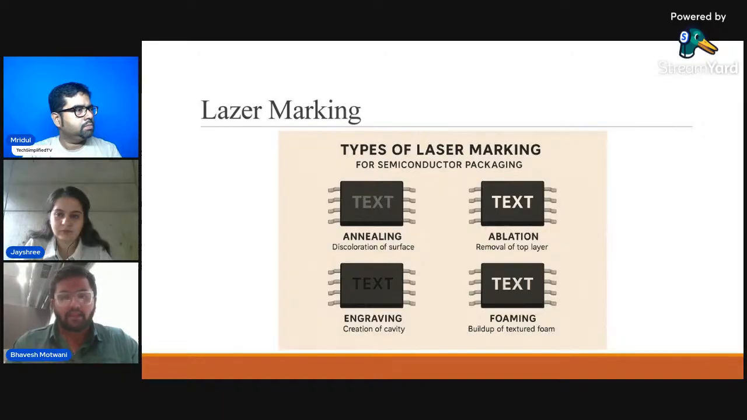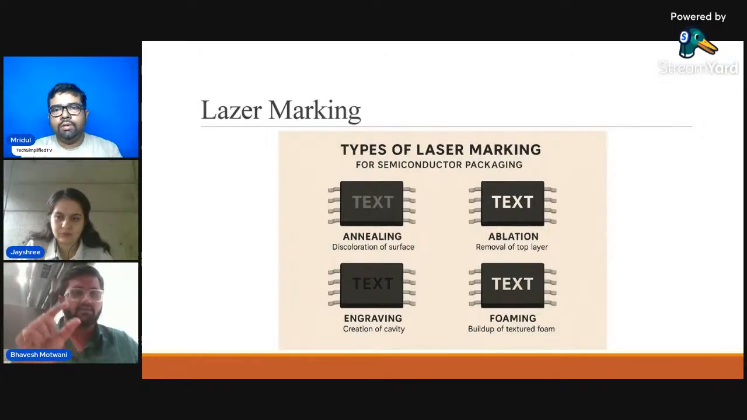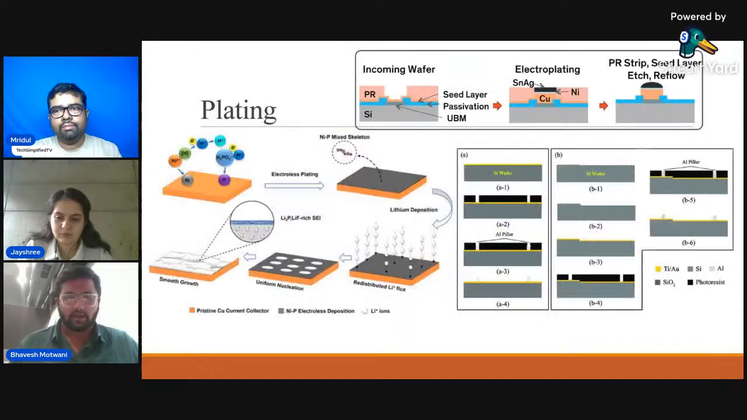Then foaming is just to make sure that we do some sort of chemical composition. We focus a laser on the material package, and then that highly focused laser does a chemical reaction and changes the color of the text, such that it forms a proper identification of that material.